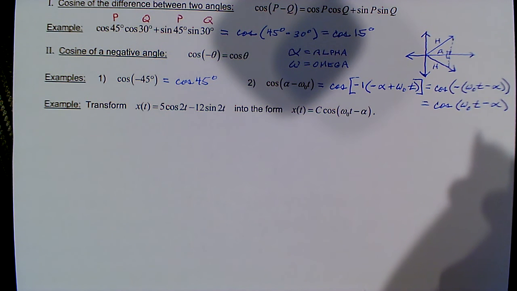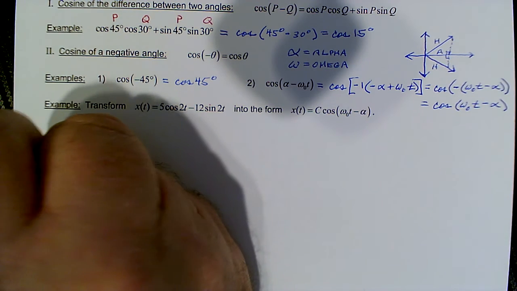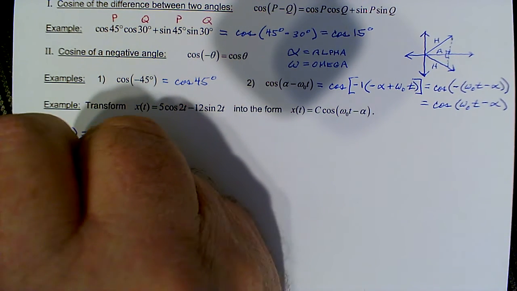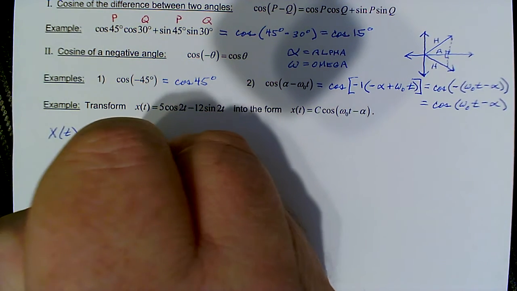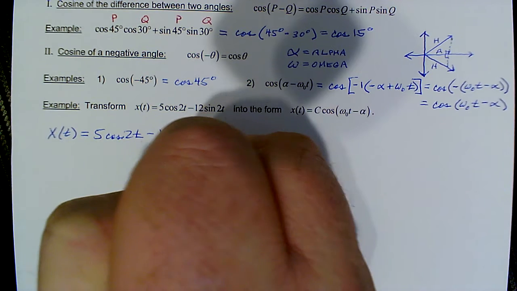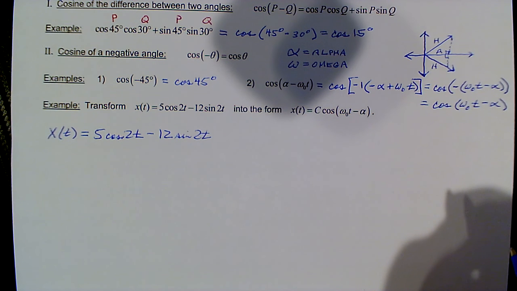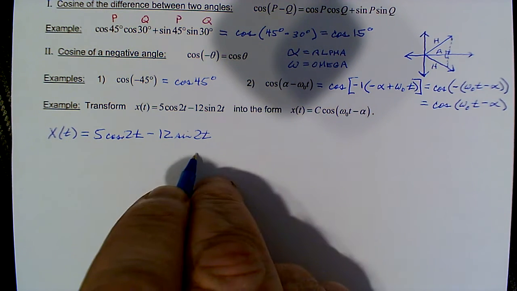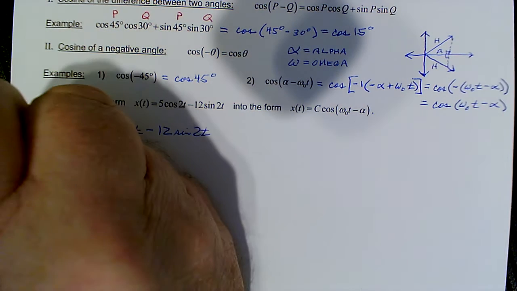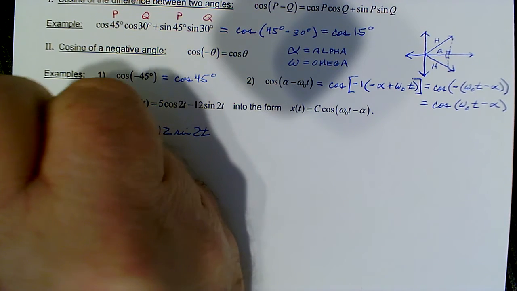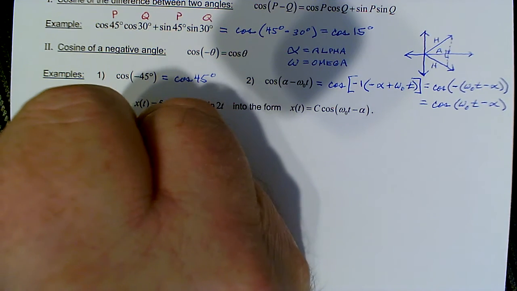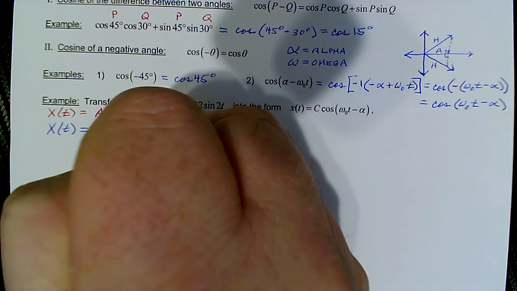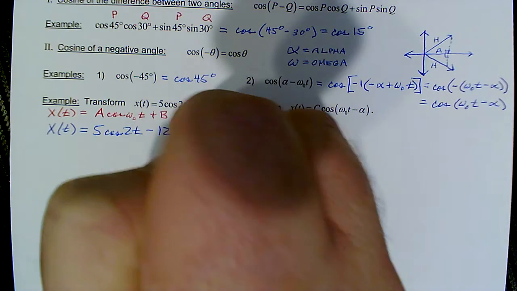So we start with the given x of t is 5 cosine of 2t minus 12 times the sine of 2t. And what we're going to do is make a sketch. And we're going to consider this equation as fitting the form of x of t equals a times the cosine of omega sub 0 t plus b times the sine of omega sub 0 t.